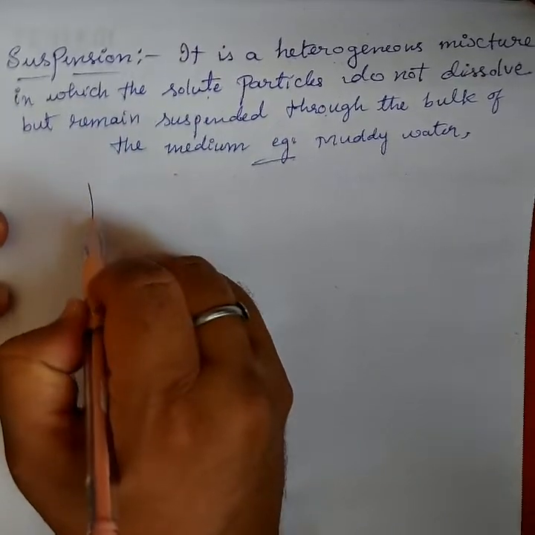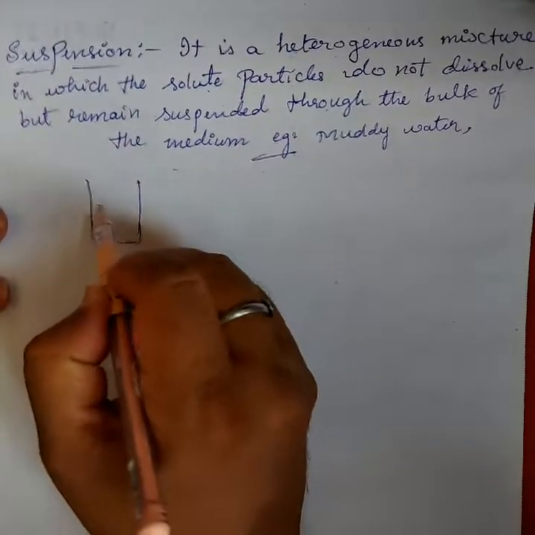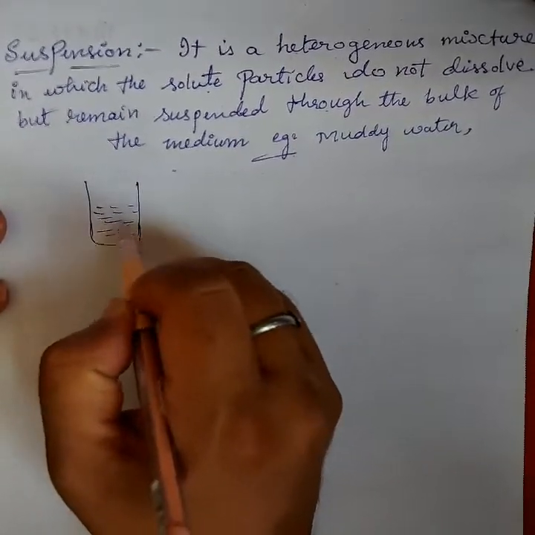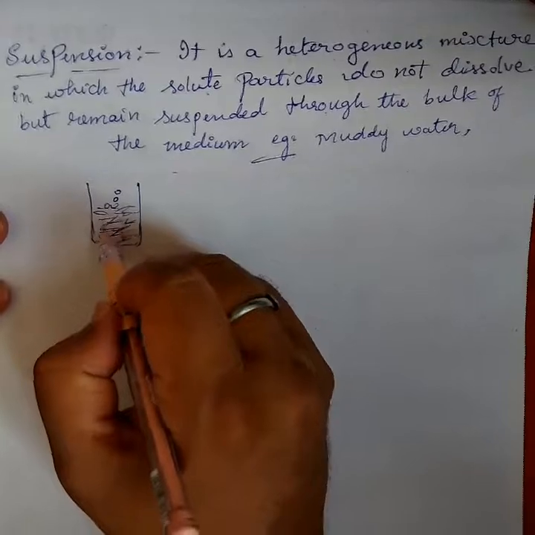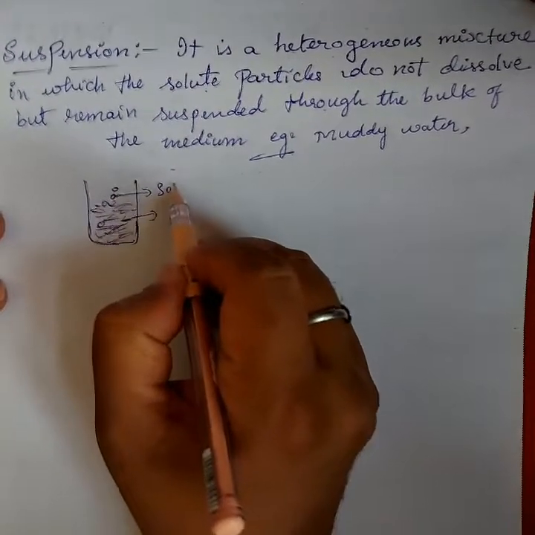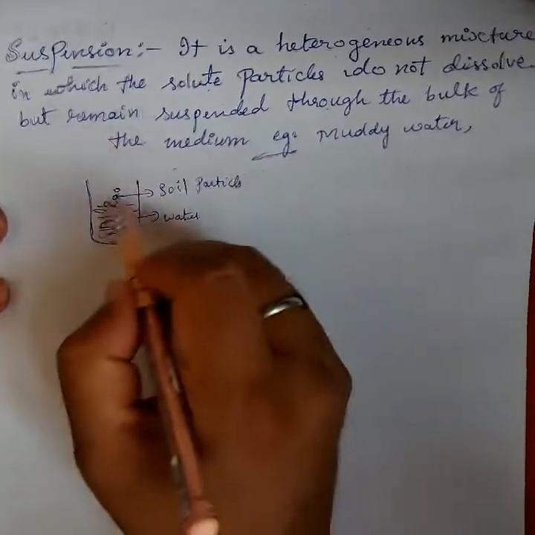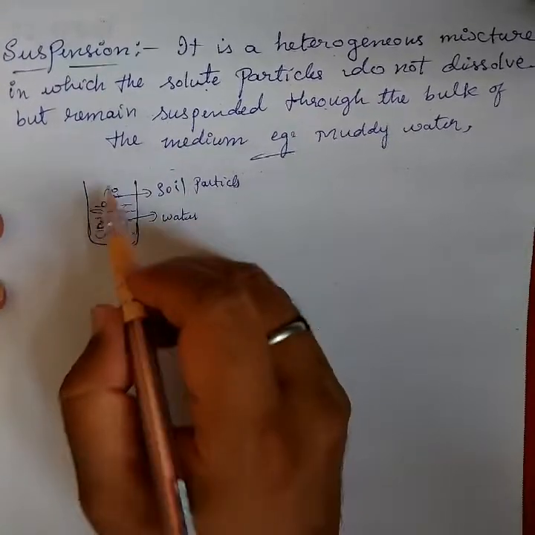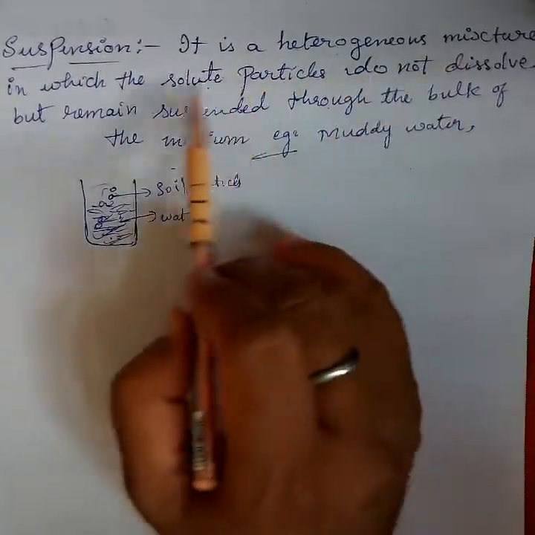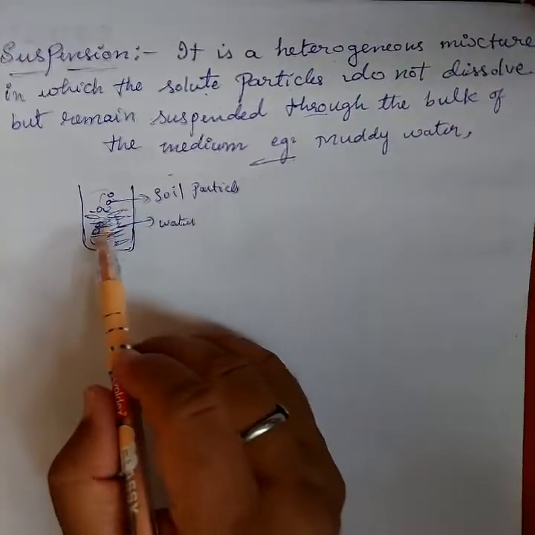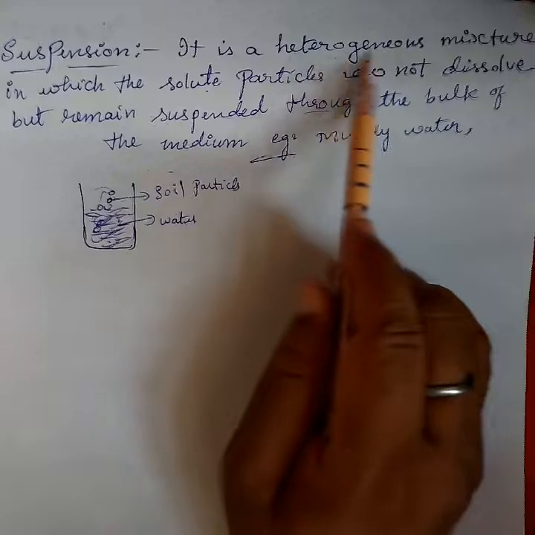Say you take a beaker, fill it with water, and add some soil particles. This is the soil and this is the water. You stir it well. Does it dissolve? No. So that is a suspension. It is suspended throughout the bulk of the medium. It does not dissolve completely. It forms two distinct layers. That is called a heterogeneous mixture.